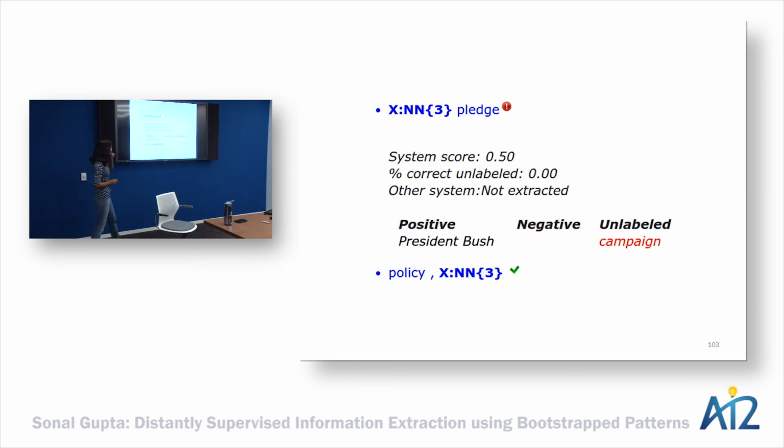So over here you can see that this is a bad pattern. Someone pledges, doesn't mean that the president is pledging, right? And it extracts like campaign is pledging something. This is an unlabeled entity it extracts, which is a wrong entity. So it gives you an intuition and diagnostics, some interpretability to improve the system.